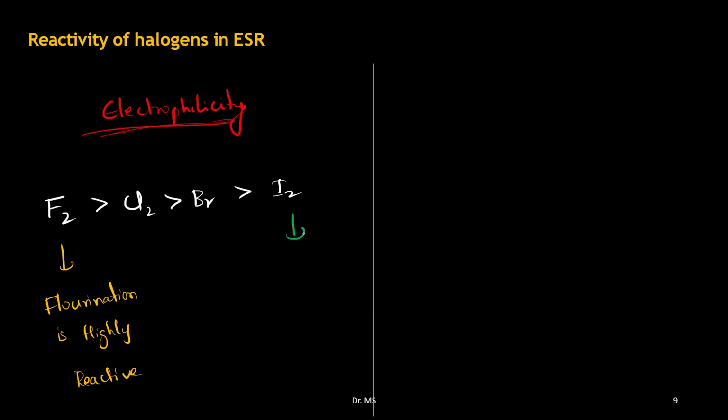And in the opposite direction, you have iodination. The iodination reaction is very slow. Attaching iodine to the benzene ring is very difficult. It is a very slow process. So remember this: iodination is very slow, whereas on the opposite side, you have fluorine, which is very reactive.